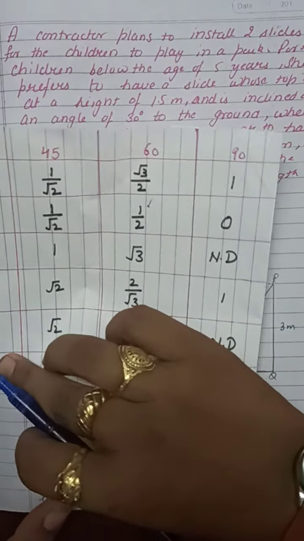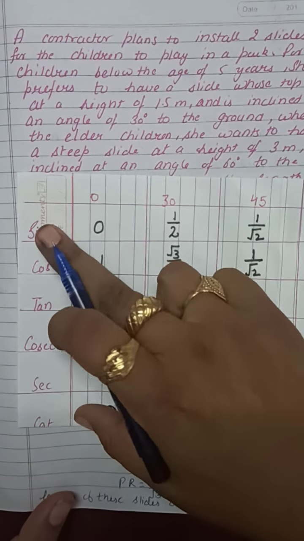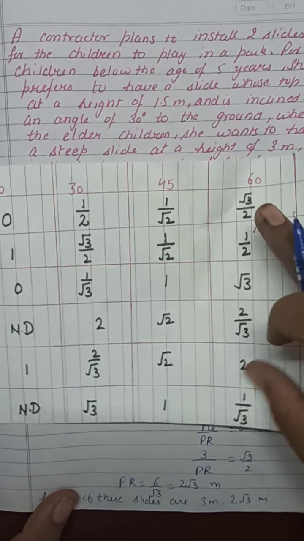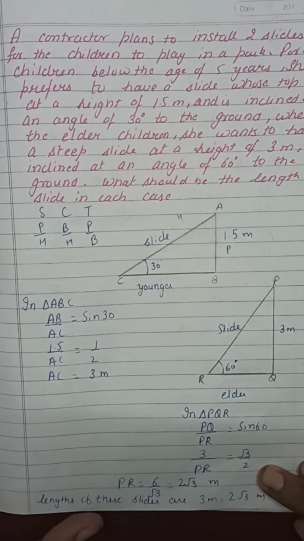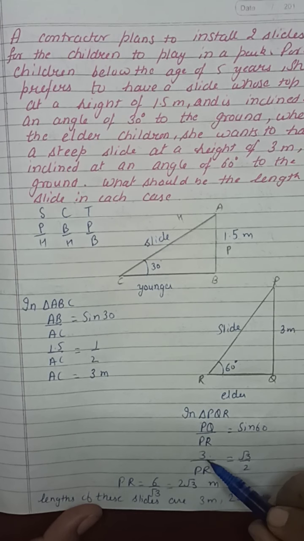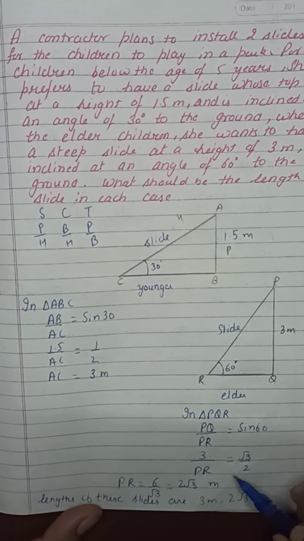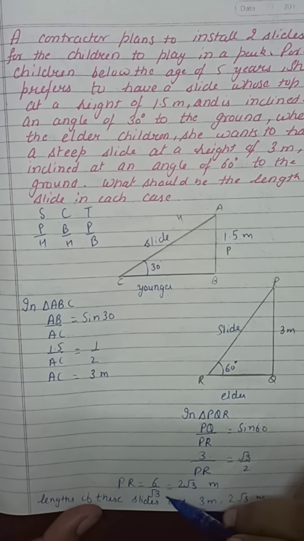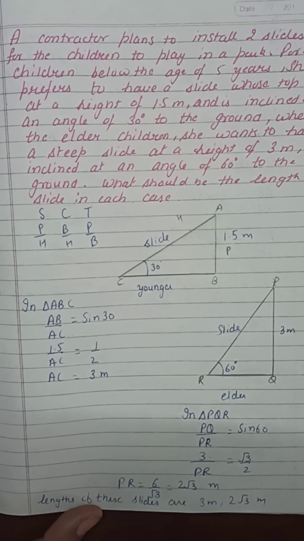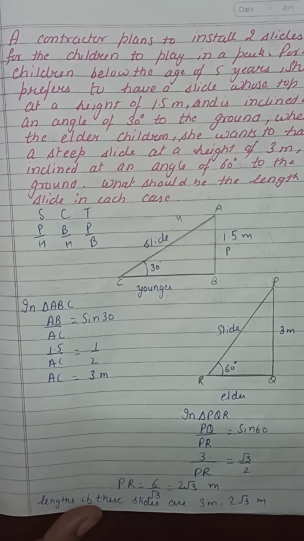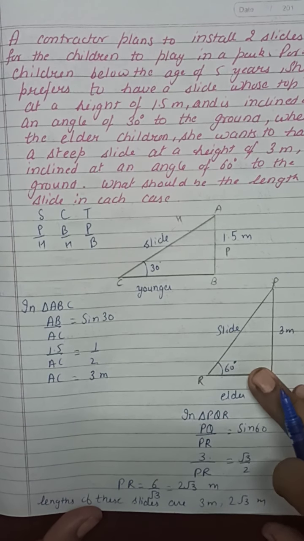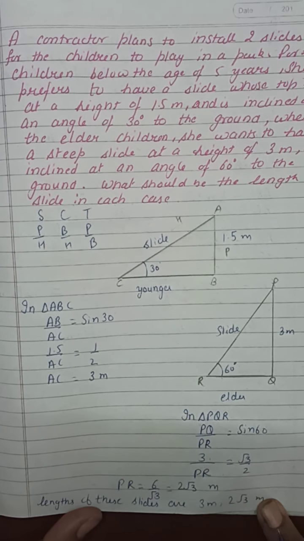Sine 60 now comes in the formula again. This is the sine line and sine 60 is root 3 by 2. So we will substitute the value here. After doing the cross multiplication, 2 goes on this side, PR goes on this side. It will become 6 upon root 3. After doing the rationalization, I am getting the value as 2 root 3. So I have the length of each slide for younger and for elder children. That is 3 meter and 2 root 3 meter.